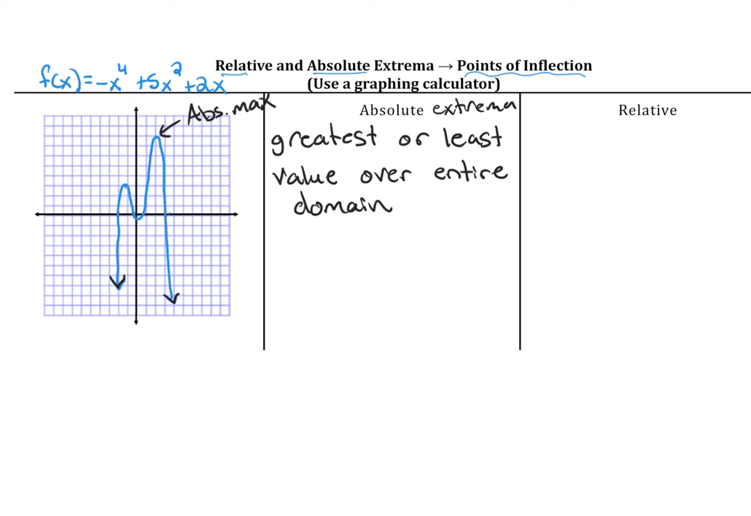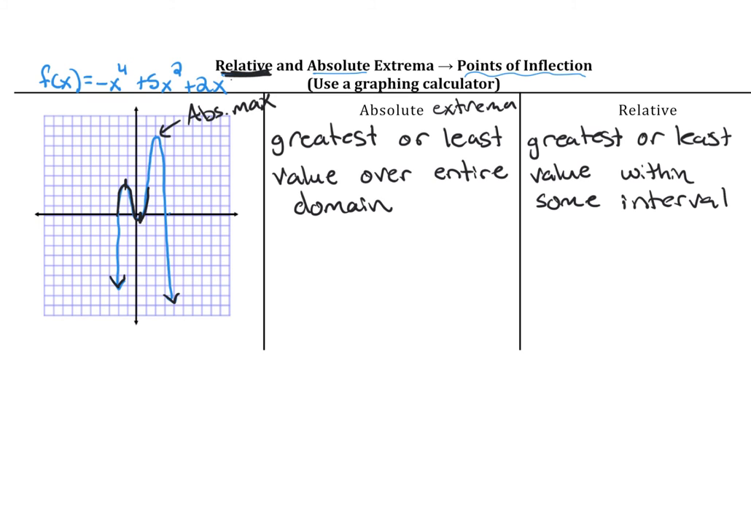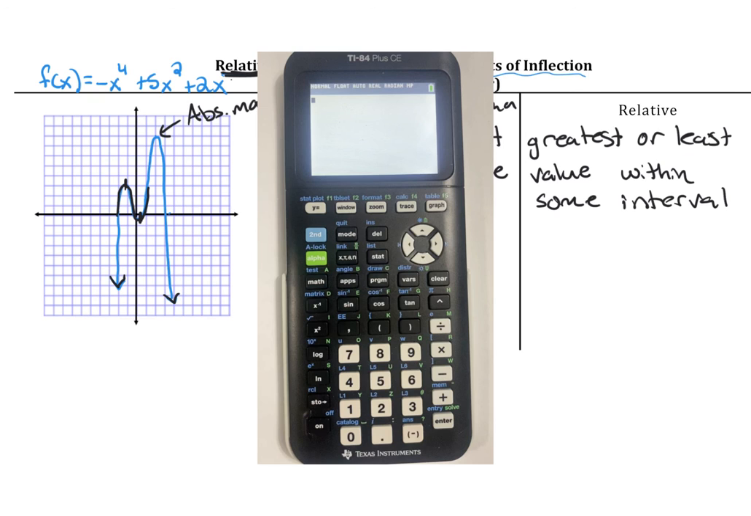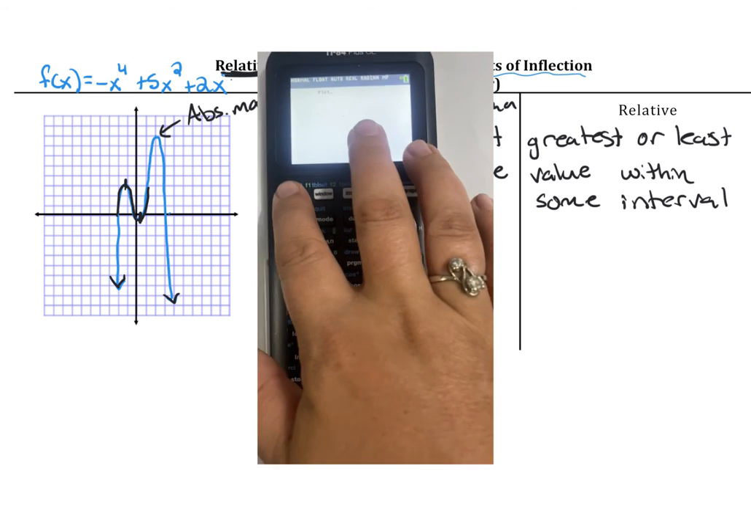But now, what is going on here? It's reaching a maximum, coming back down. Wherever we're changing directions, that is your relative extrema. So that definition, it's the greatest or least value within a certain interval. Now, I'm going to show you how to find those exact points, the relative extrema and absolute extrema, on your graphing calculator. So just watch for now.